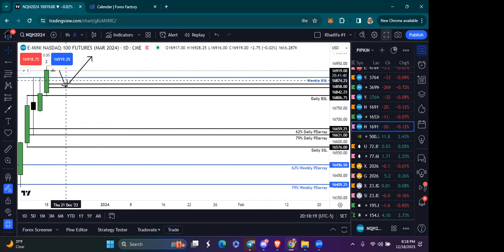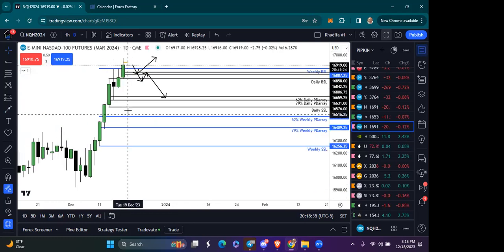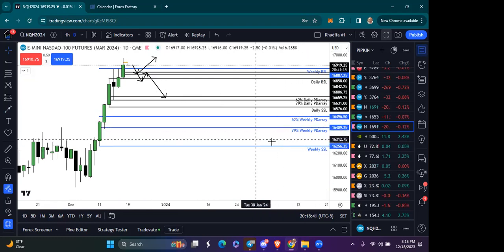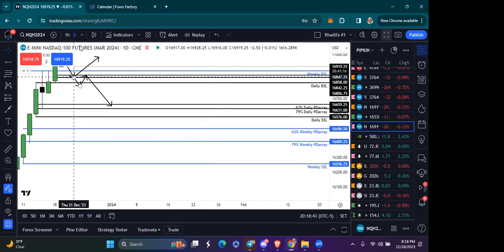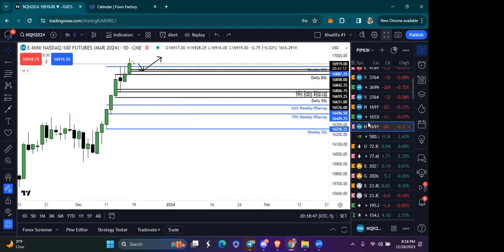Now, if we pull back down and break through those levels, then I would look for price to give us something like this. You continue lower to come back down into these daily PD arrays and possibly the weekly discount PD array. So that's what I'm expecting out of futures.